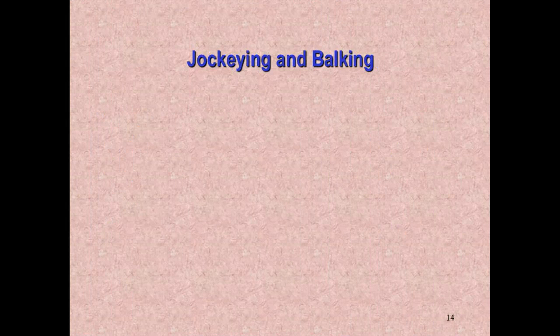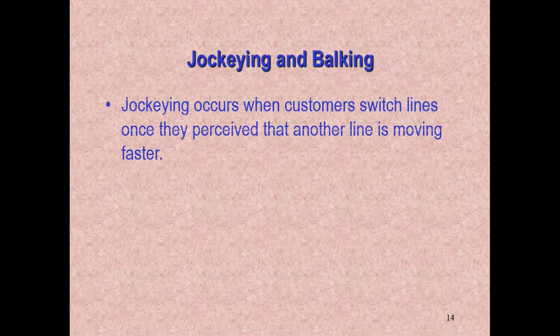Some terms that we want to define for these queues: jockeying and balking. Okay, these can screw up our queue. They can screw up our analysis of the queue. Jockeying is when customers switch lines once they perceive that another line is moving faster. You can see this behavior any time at Walmart, right? You think that line is moving faster, that clerk is handling things faster, so people switch from that line to another line. That's called jockeying, right?